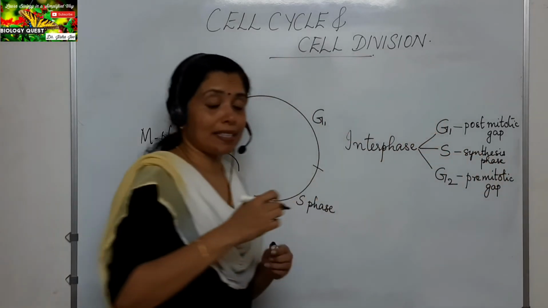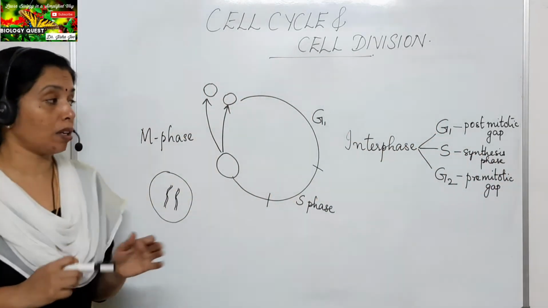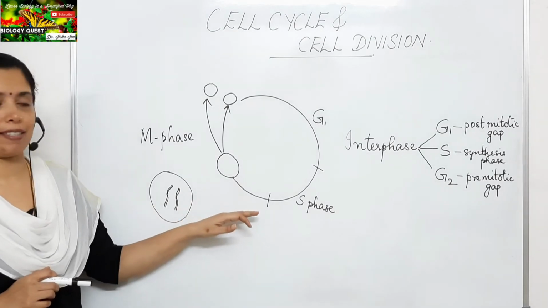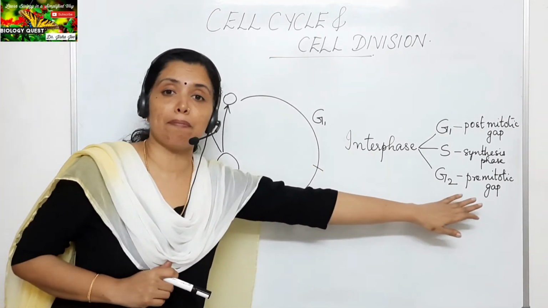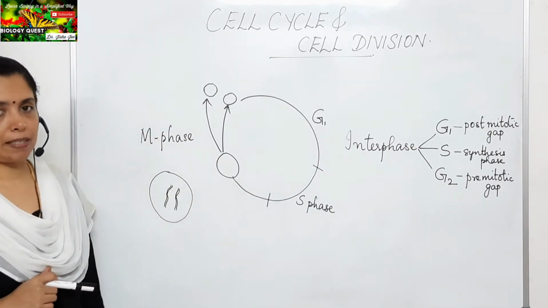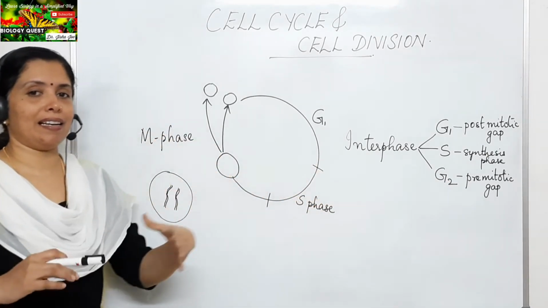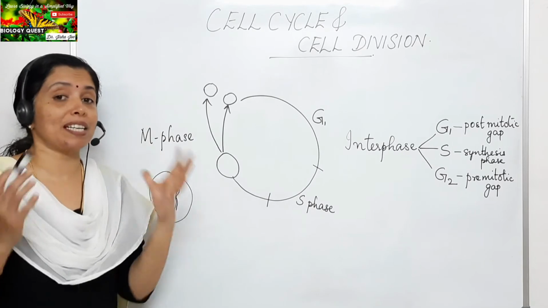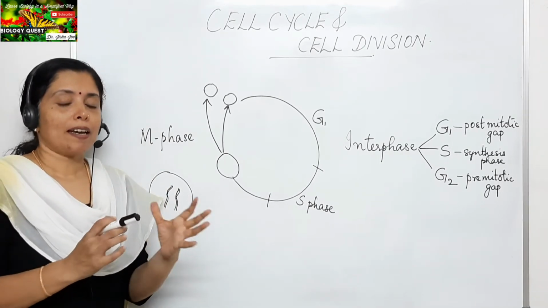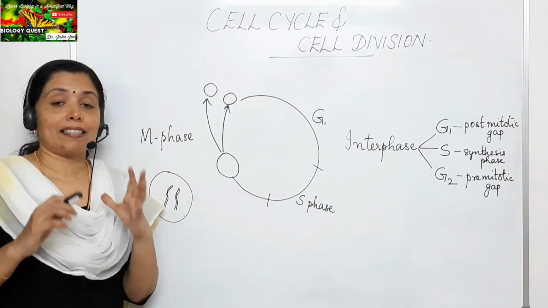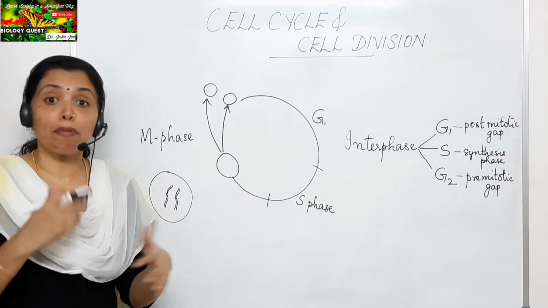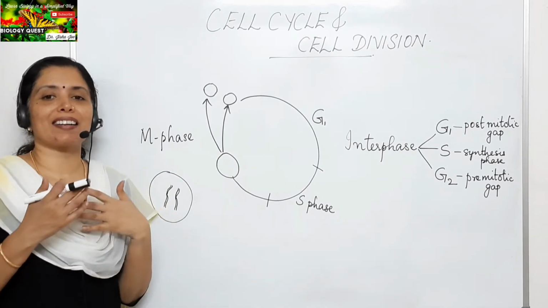Because it is the gap phase which occurs just before the M phase, that is why it is called the pre-mitotic gap phase. So what happens during the G2 phase? Again, the cell increases in size, the nucleus enlarges, and the cell content, cytoplasm, increases. More RNA and proteins are synthesized.